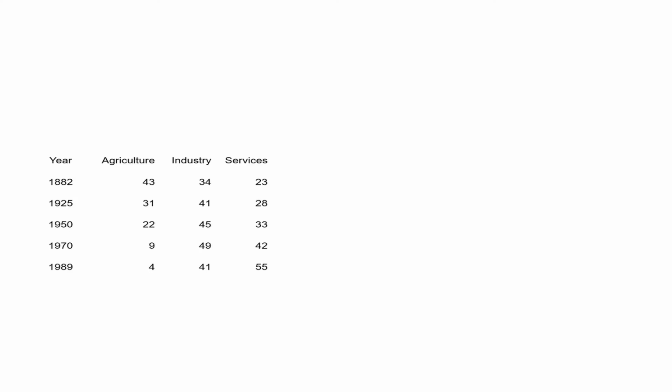This is also showing the post-industrial societies. This is Germany, showing the percentage of agriculture, industry, and services. Very important that these are percentages. How do I know? I added these numbers.